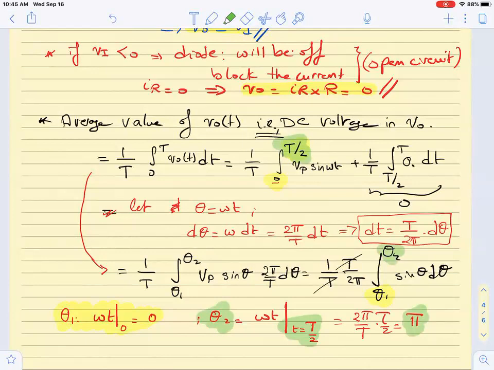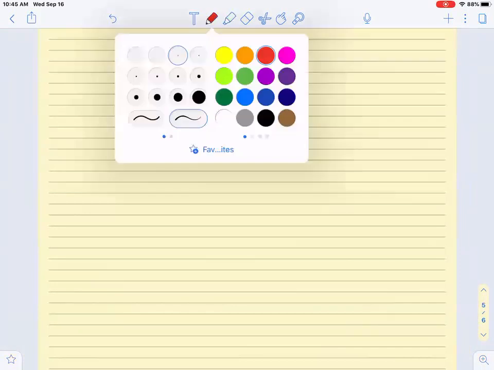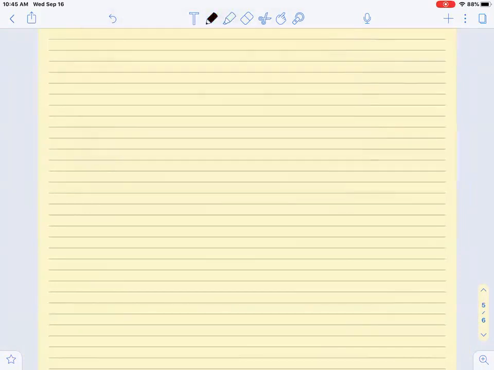Okay, excellent. Now we did the change of variable, and in this change of variable my integral now is 1 over T times the integral between theta equals 0 to pi of Vp times sine theta d theta.